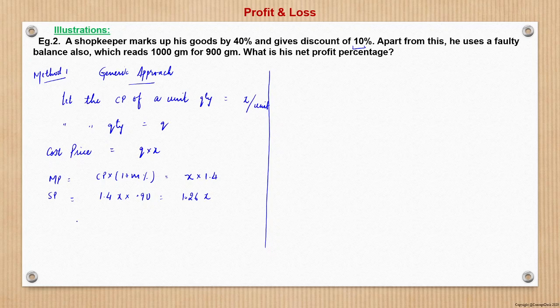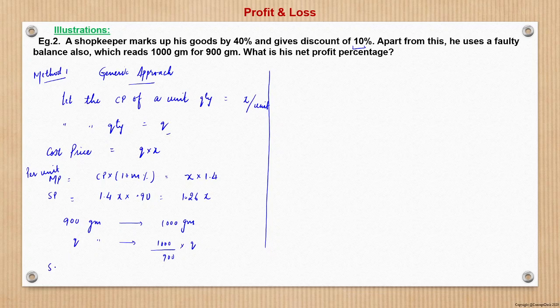Now we have obtained the selling price per unit. Now we will find out what the quantity is. He had bought total Q quantity. However, he is using a balance which shows 900 gram as 1000 gram. So Q gram it will show as 1000 upon 900 into Q, right? So this is the new quantity which is being shown, right?